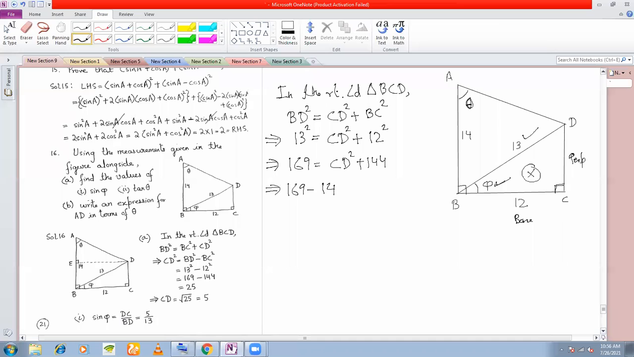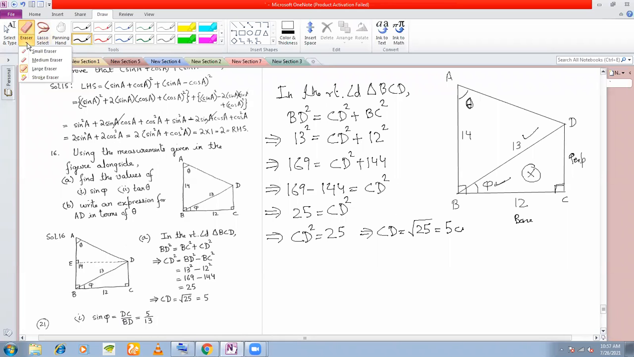169 minus 144 is equal to CD². That means 25 is equal to CD². That means CD is square root of 25, which is equal to 5 units. Because no measurements are given here, centimeter, meter, nothing is given, so let's write 5 units. So we've got the length of CD. This is 5. Okay. So we want to find out sin phi first, right?